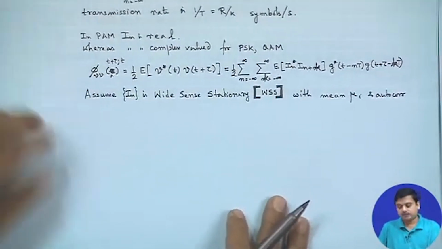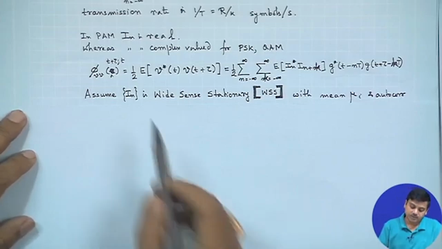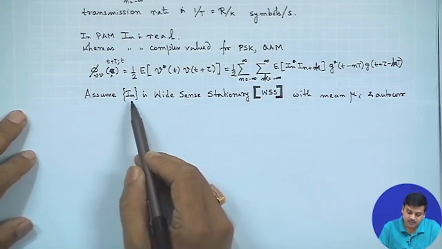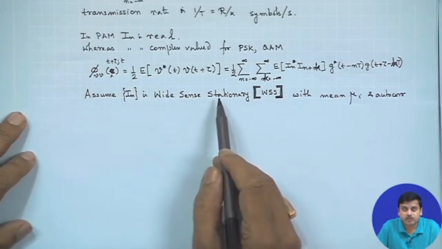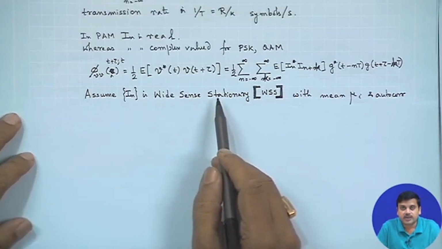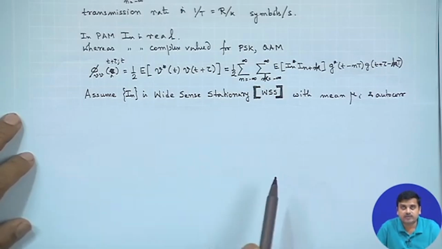So, it may be okay to assume I n, that is the information sequence, to be wide sense stationary. By wide sense stationary, what we mean is that the mean is not varying with time, and the correlation is dependent only on the time lag and not on the function of time. That means the correlation and the mean will remain the same at whatever instant of time you are trying to calculate these values.